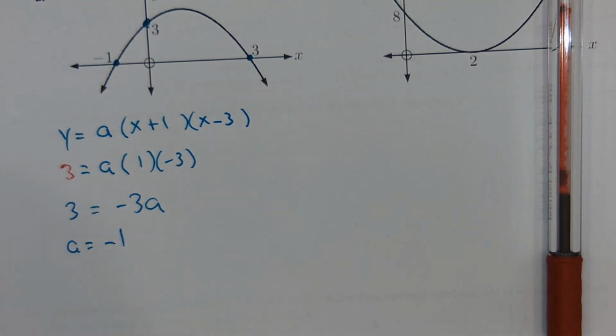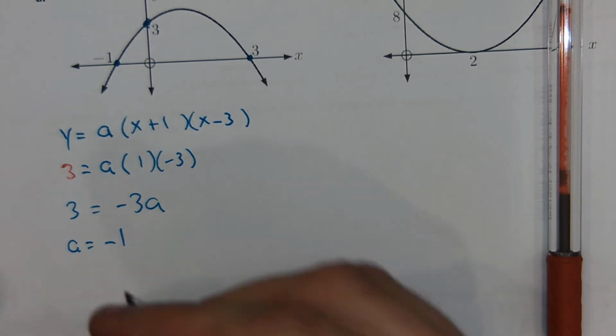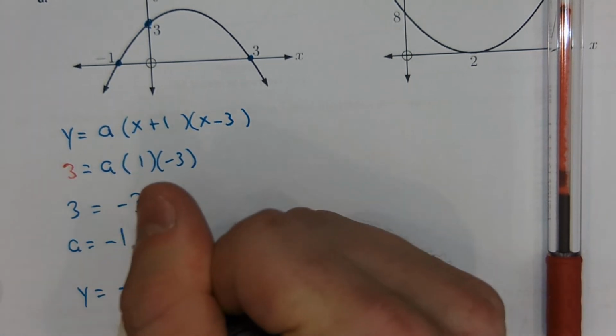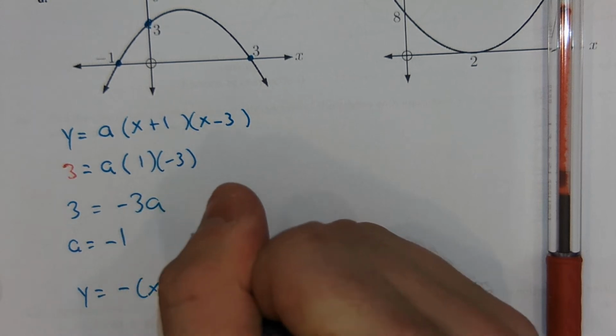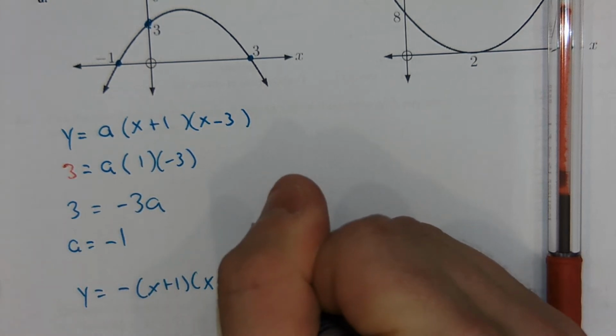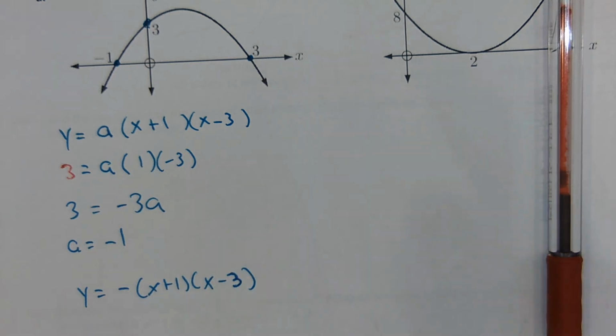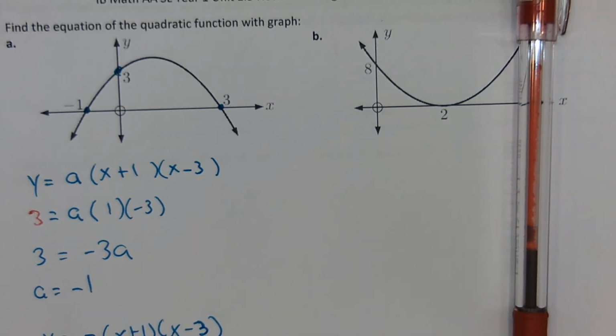So we can write this quadratic in intercept form, because we weren't told what form to choose, as y equals negative x plus 1, x minus 3. Now obviously the order of your parentheses does not matter. There it is. Ta-da! Really simple. Okay. Next example.